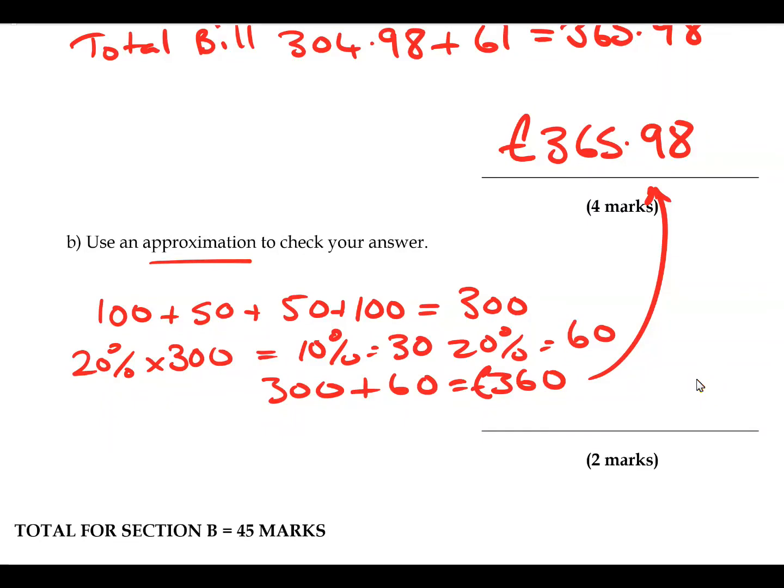So to use approximation, round the numbers of each of the services and items that he buys, and then work out 20% of that amount, add them together to work out your approximate value of £360. And that's the end of section B, and that's worth 45 marks in total.